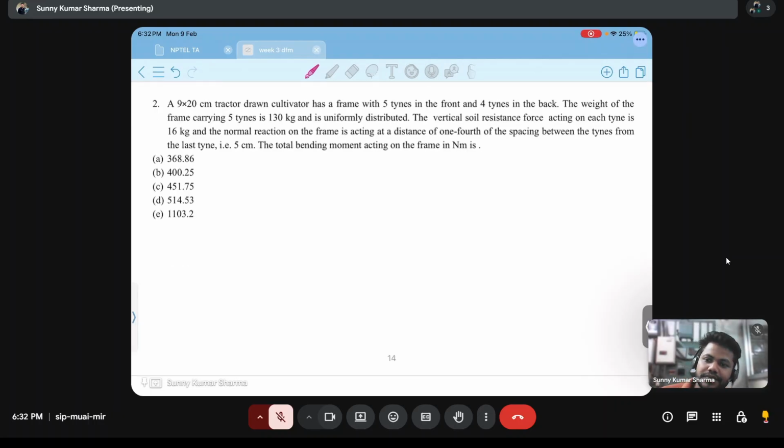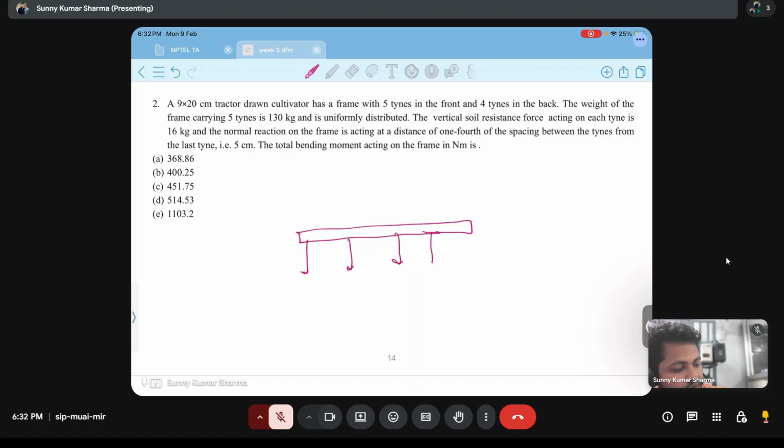Second question: a 9 into 20 centimeter tractor-drawn cultivator has a frame with 5 tines in front and 4 tines in the back. The weight of the frame carrying 5 tines, if we draw these 5 tines, 1, 2, 3, 4, 5, is 130 kg and is uniformly distributed. The vertical soil resistance kV acting on each tine is 16 kg. This is 16 kg force kV acting on each tine.